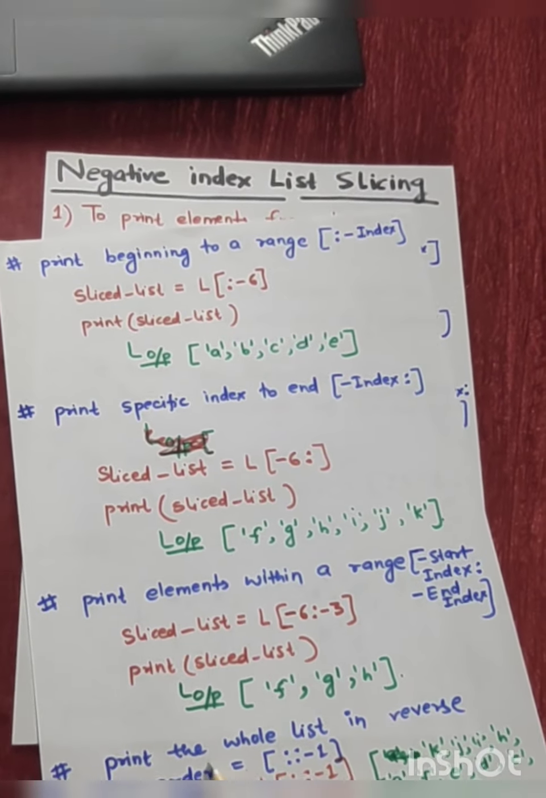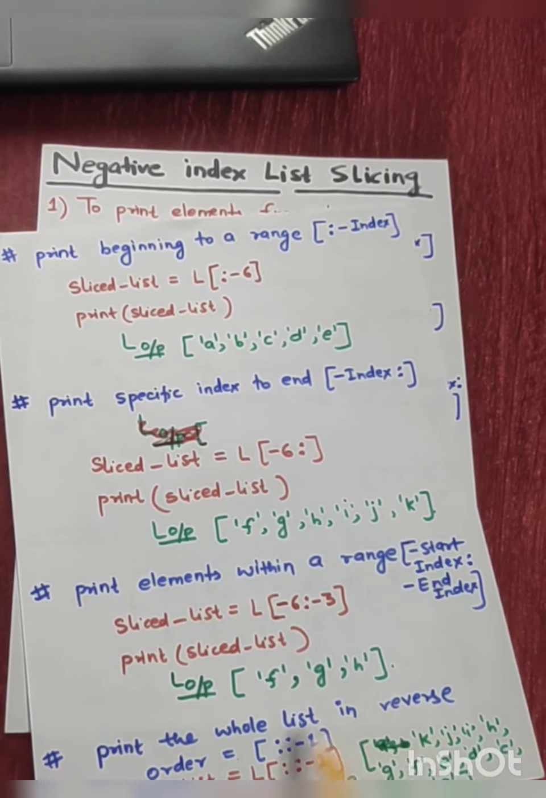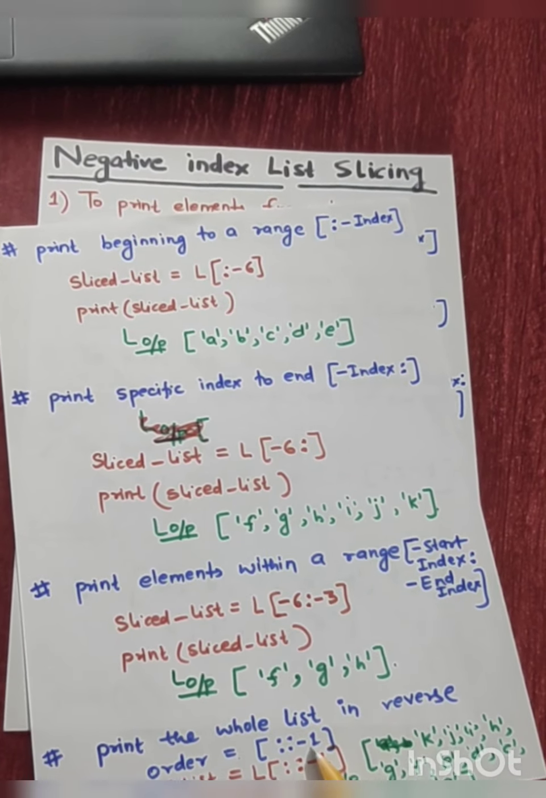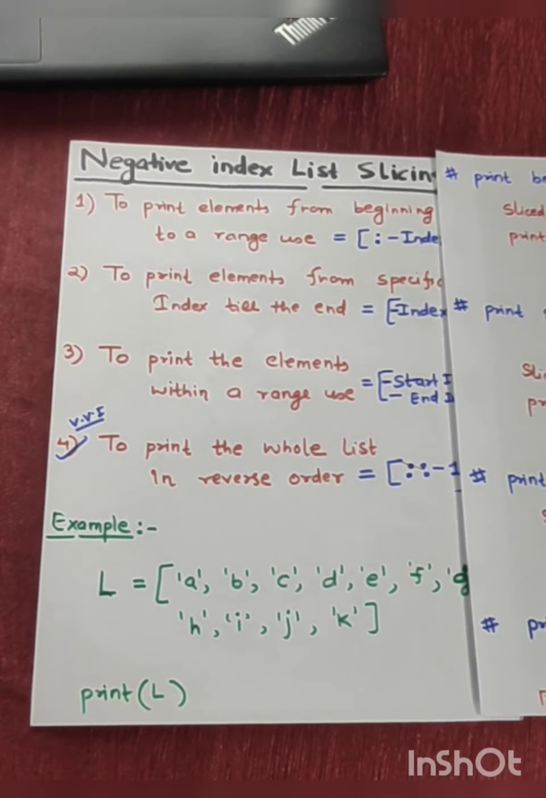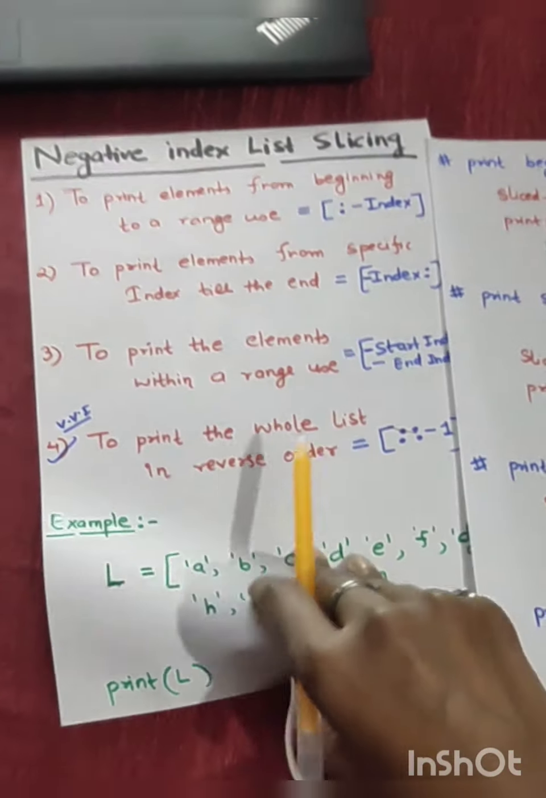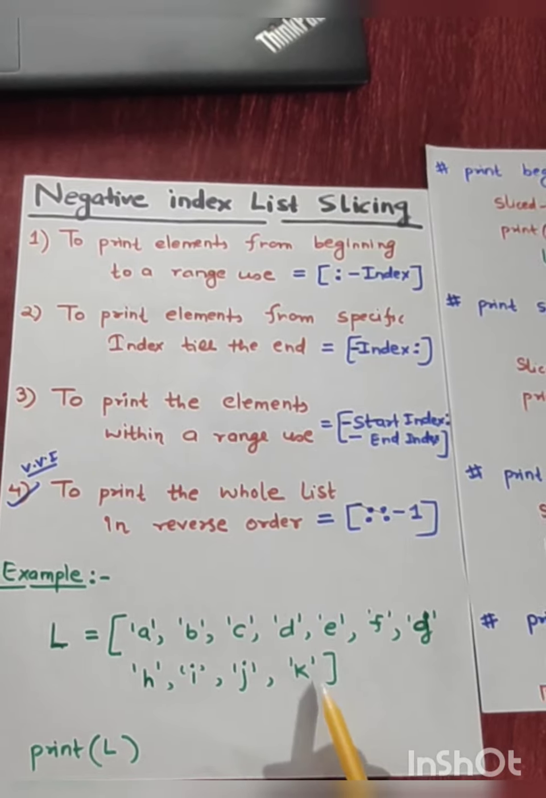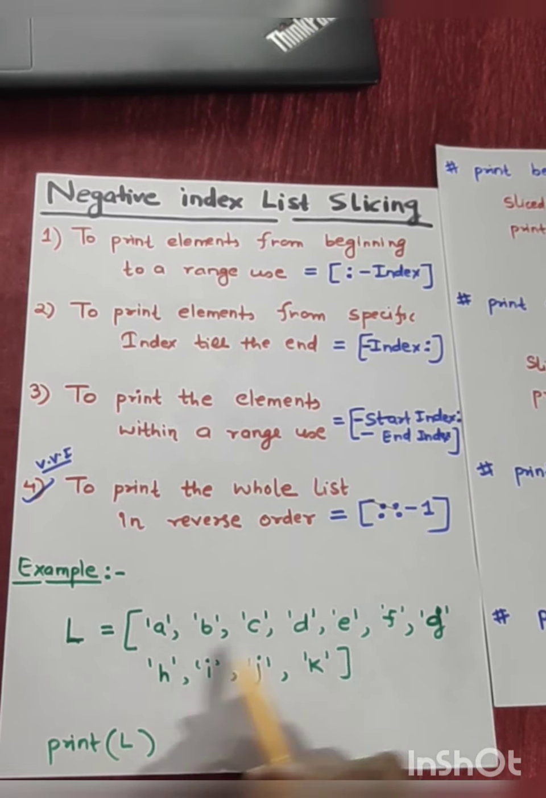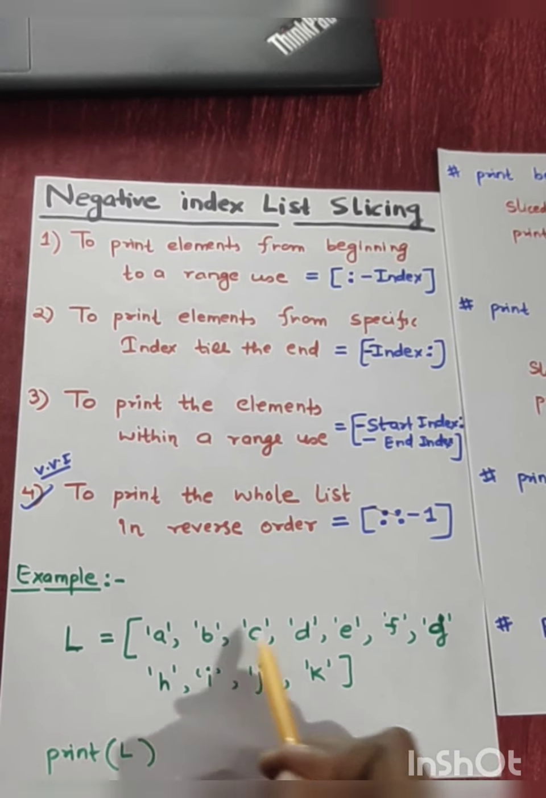And the last one is to print the whole list in reverse order. So to print the whole list, colon minus 1. Colon means starting 0, last 0, and minus 1 means from here. So it will start printing in reverse order.